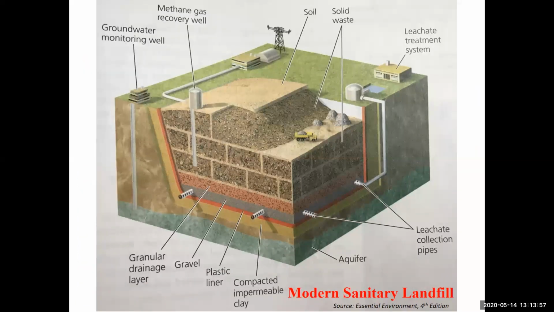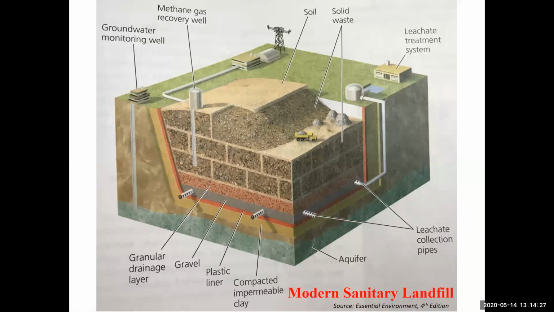So today we have the modern sanitary landfill. These have been strategically designed to try to minimize soil, air, as well as water pollution. Once we put our trash out on the curb, the garbage truck comes to collect it and takes it to the landfill. This figure shows us a cross section of what a modern sanitary landfill looks like.